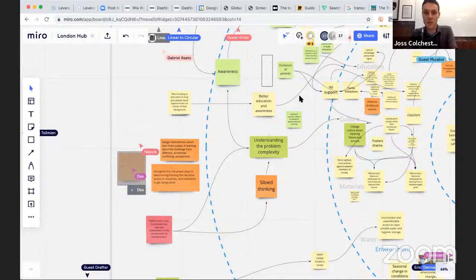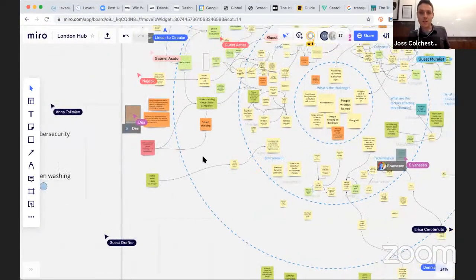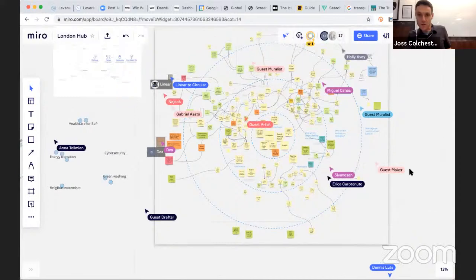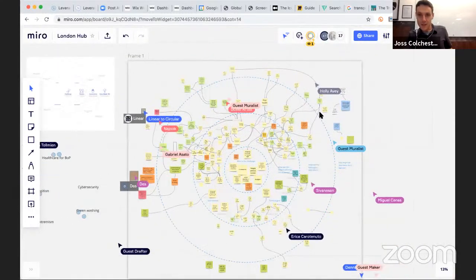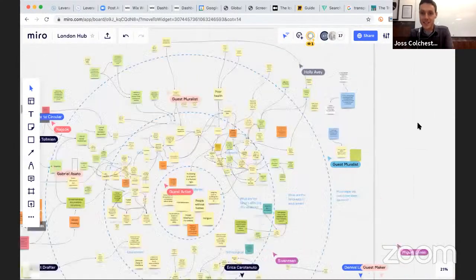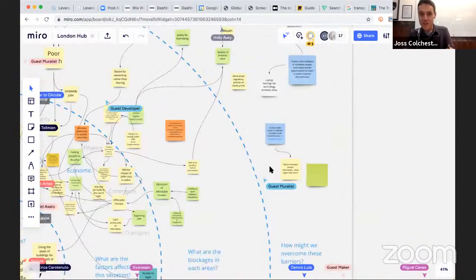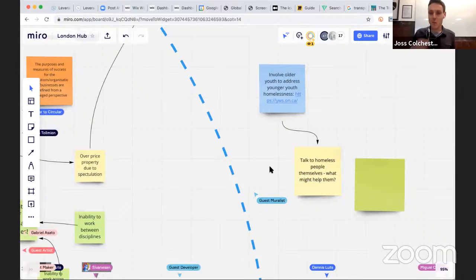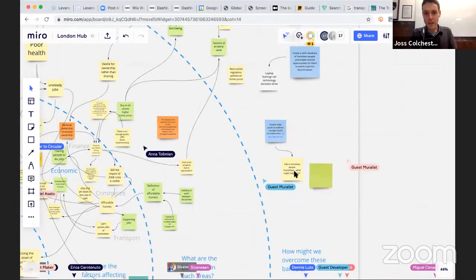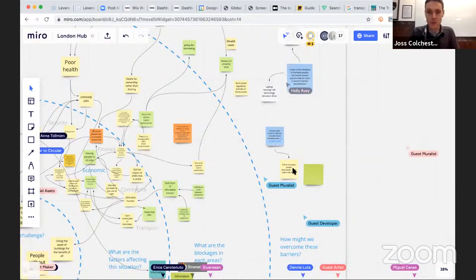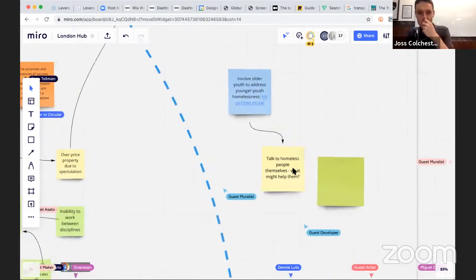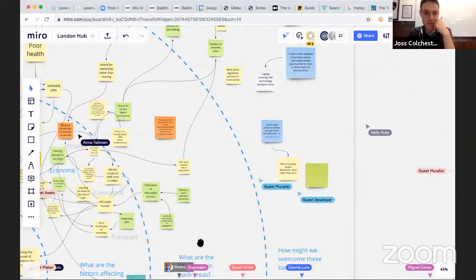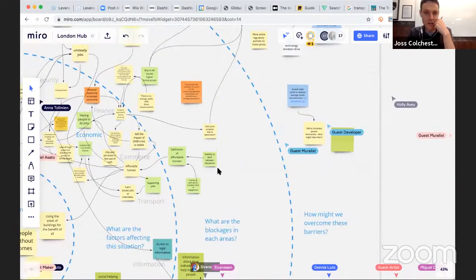Okay, let's take a look. We've just got 5 minutes left. So, wow, looking like a really big mess at this stage, but cool to see everything you've come up with. So, talk to homeless people themselves, what might help them. Who posted that up? Anybody want to talk on that? What would that connect to in here?